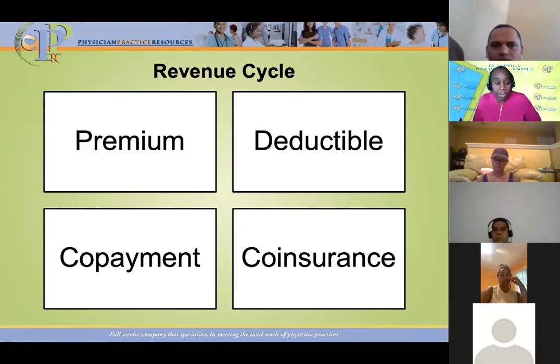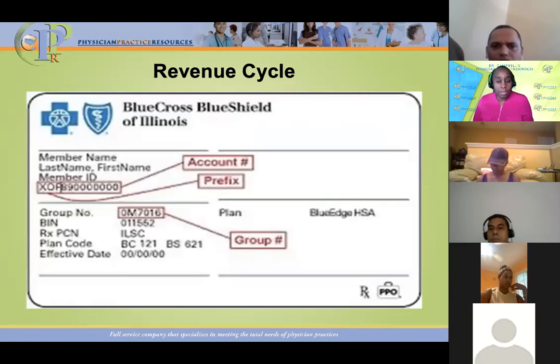All right, so we're still talking about patient access. So we have the patient fill out the registration form. We understand the specifics about getting a copy of the ID card. We understand the different terminology. We must get a copy of their insurance card. And as it relates to the copy of the insurance card, what do we need to copy? We have to make sure we get the member ID number.